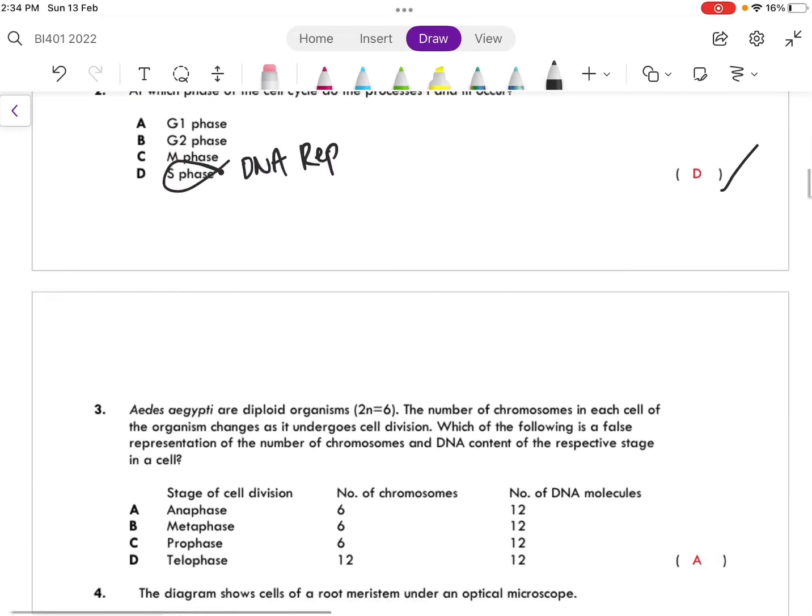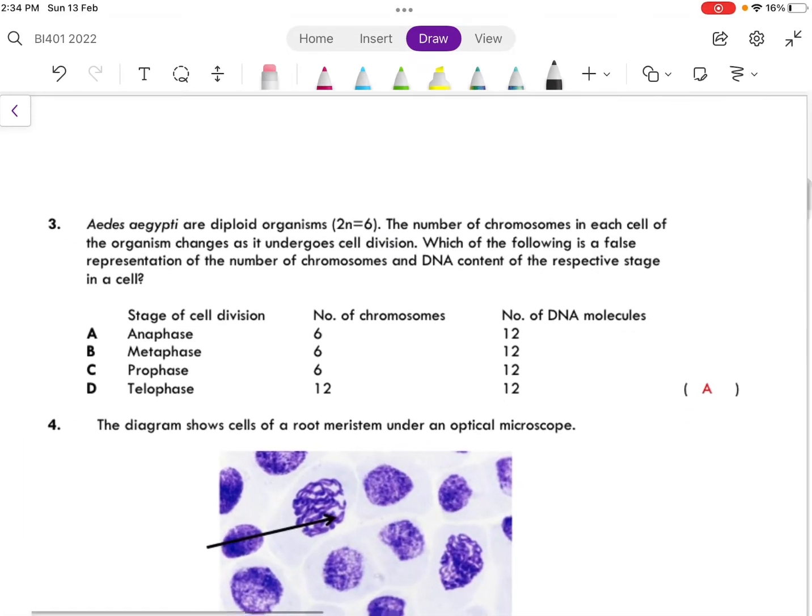Now let's go to the next question. The next question is question 3. It says that this particular creature, this is actually a mosquito, Aedes aegypti, are diploid organisms, and then they put 2n equals 6.